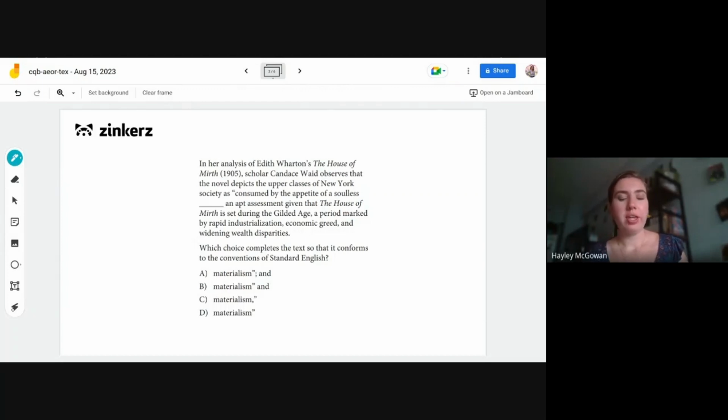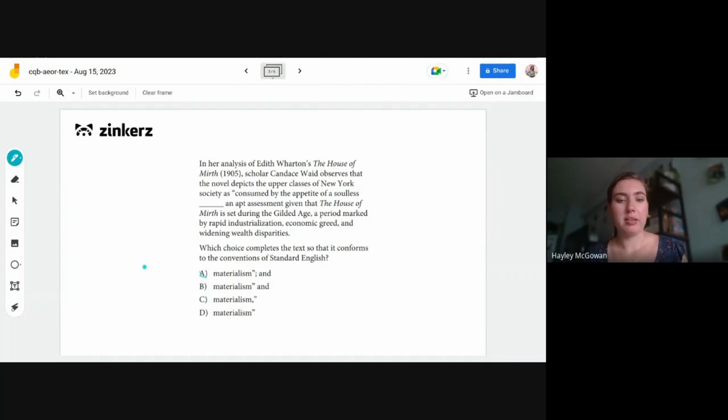All right, so thinking here about what we have in the sentence itself first. So we can think about independent and dependent clauses. So we can see that the first part, scholar Candace Wade observes that the novel depicts the upper classes of New York society as consumed by the appetite of a soulless materialism, that is going to be an independent clause. But then the second half of the paragraph, an apt assessment, given that The House of Mirth, all the way to the end there, that is going to be a dependent clause. So we have an independent clause followed by a dependent clause. So just that alone rules out option A. We're not going to be able to have the semicolon there.